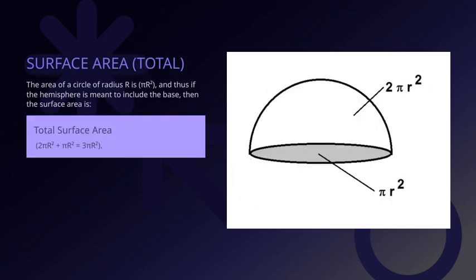Let's take a closer look at the surface area of a hemisphere. We know that the area of a circle with radius r is pi r squared, which is a fundamental concept here. Now, when we consider a hemisphere that includes its base, the total surface area is a combination of two parts. First, the curved surface area, which is 2 pi r squared, and second, the area of the base itself, which is pi r squared. When we add these together, the total surface area becomes 3 pi r squared.